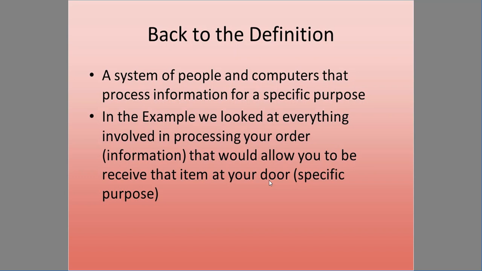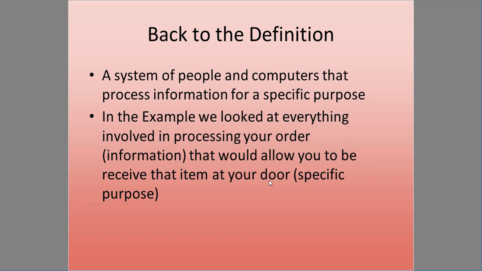But let's have a think about the example that we have just gone through. In the example, we looked at everything involved in processing your order. That's going to be the information that we're talking about there. So we're processing information. All of that information involved in processing your order is going to be the information that we need. So it's going to be things like the address, the payment, the stock that's going to be in the store, what it is you've purchased.